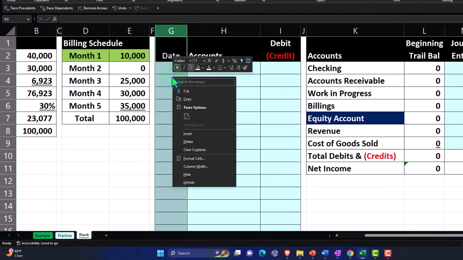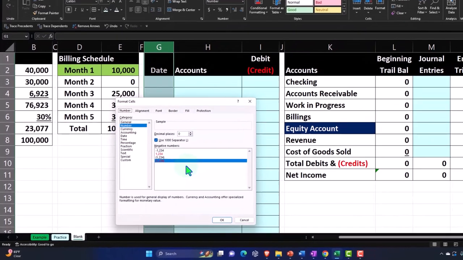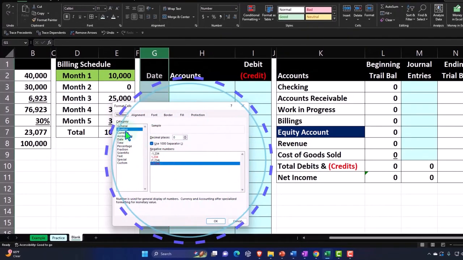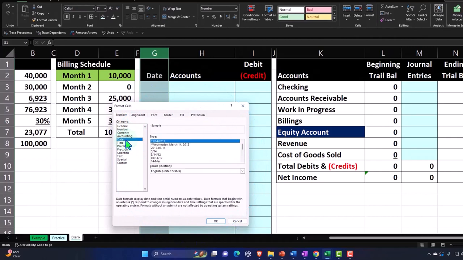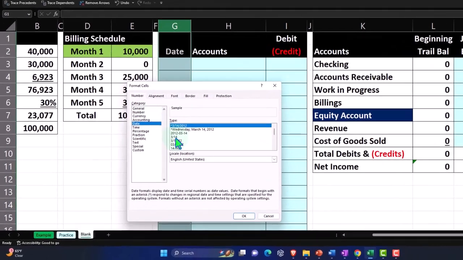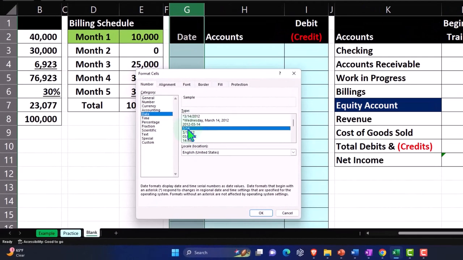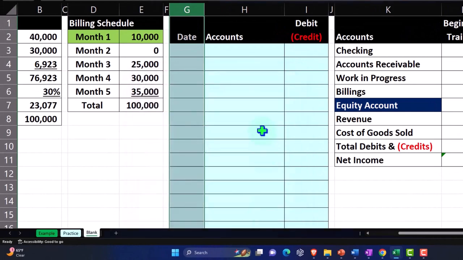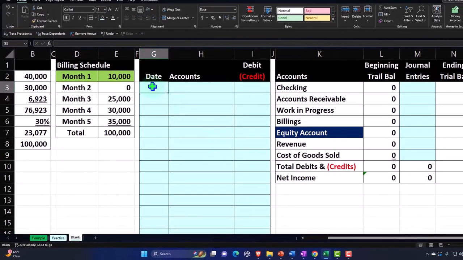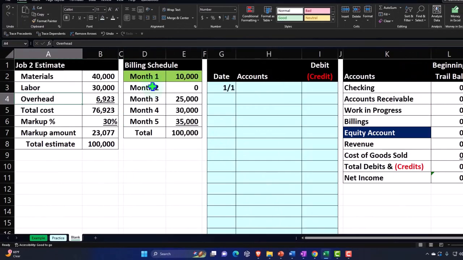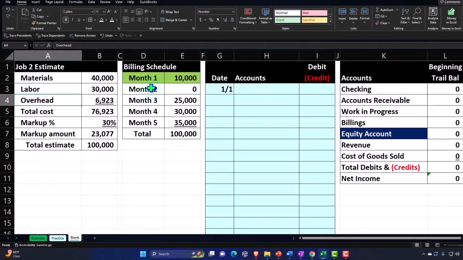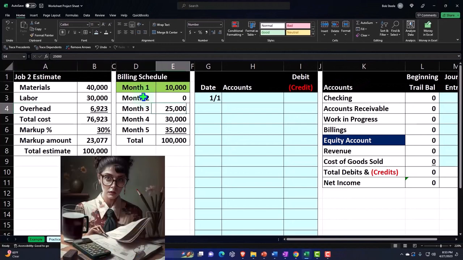So I'm gonna right click, format the cells, and we'll say I need to make it like some kind of date field. I don't want the year really, so I just need the month and the days. I'll pick this one. Okay, so now our first transaction is on 1/1. So remember what we did in QuickBooks is we entered an estimate. So there is no transaction, no journal entry for the estimate because there's no effect on the financial statements.